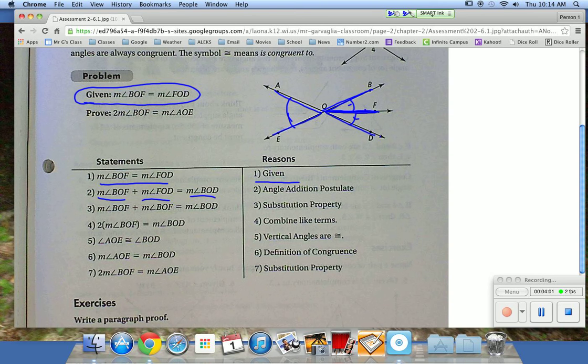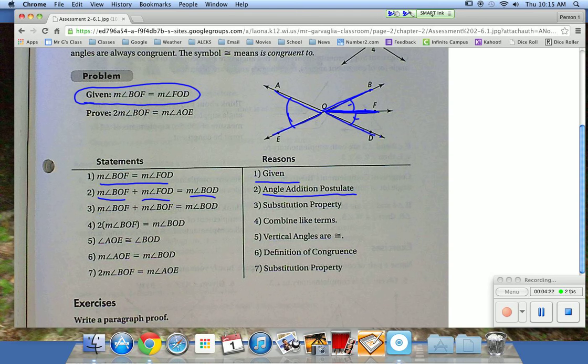We know that angle BOF plus FOD equals BOD, right? Because this angle plus this angle equals this big angle. True? How do we know that? Through the angle addition postulate. The angle addition postulate is what we just did on this last section. Right? The angle addition postulate.